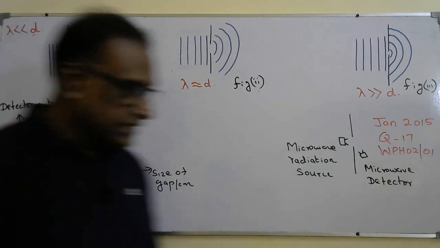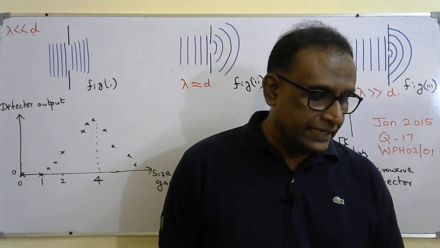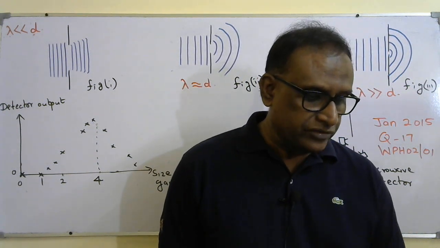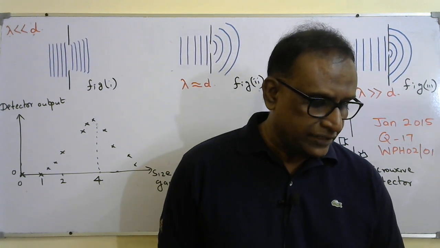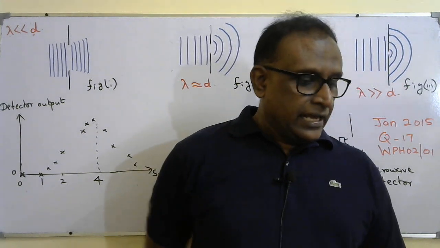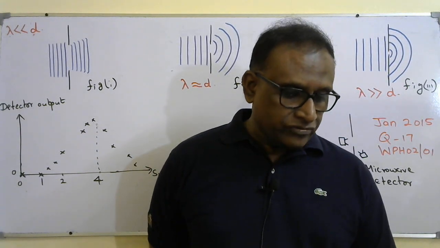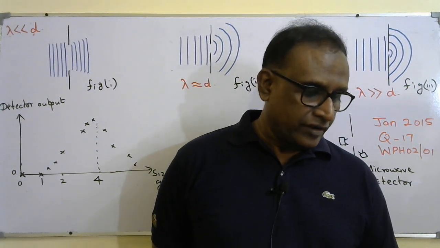It's a 4-mark question. The question is: explain the shape of the graph including an estimate of the wavelength of the microwave radiation used in this experiment. Again, I'm reading: explain the shape of the graph including an estimate of the wavelength of the microwave radiation used.